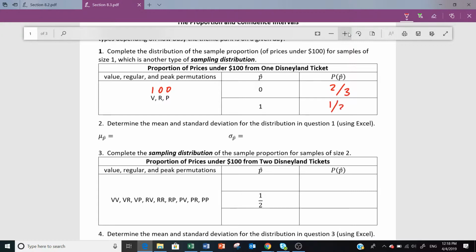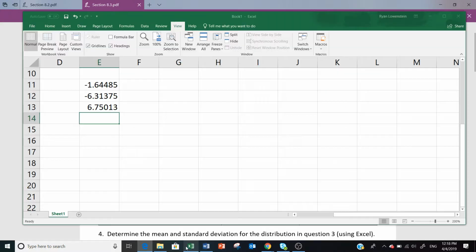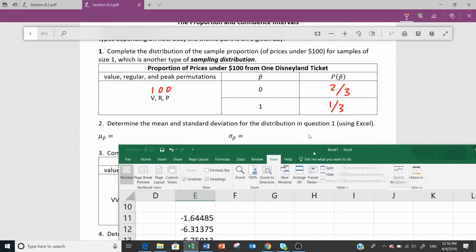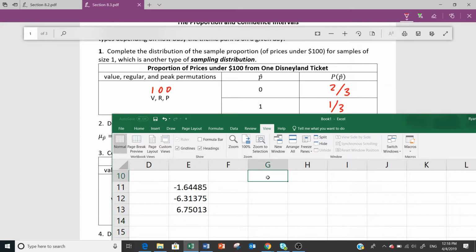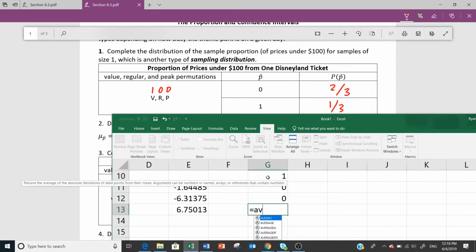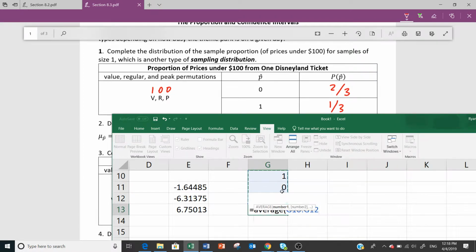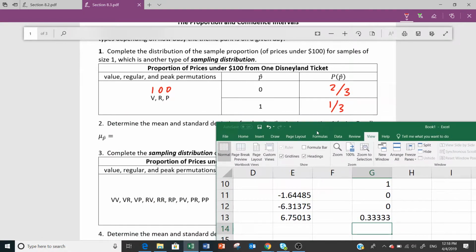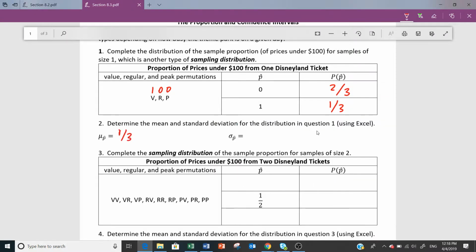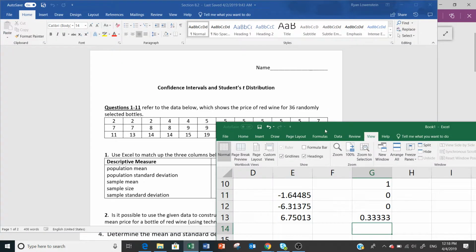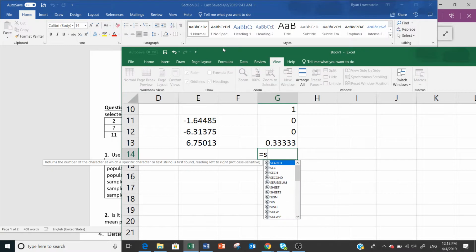Okay, good. How do we find the mean and standard deviation of this? Let's put the values into Excel. And I have 1, 0, and 0. So if I find the mean, I'm going to just do average. And that's 0.33333. And so the mean is, I'm just going to put 1/3.